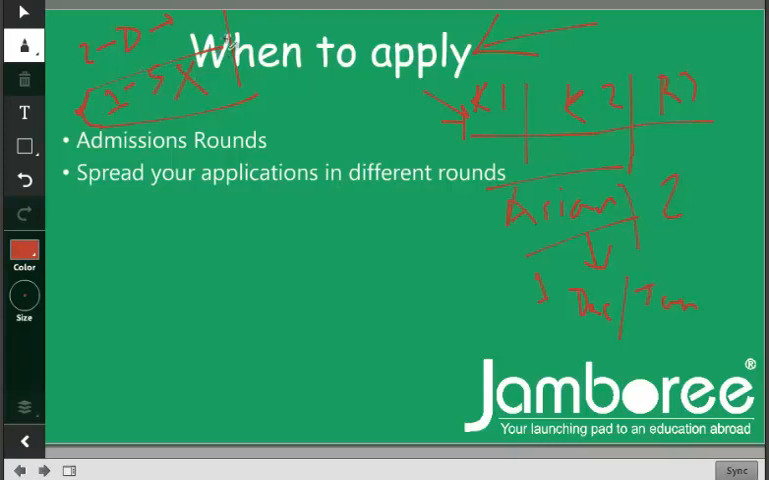Okay, so did everybody understand this thing about which colleges to apply to and how to spread out your applications? Don't make the mistake of applying to all your colleges in round one. You will not be able to give enough time to your applications.